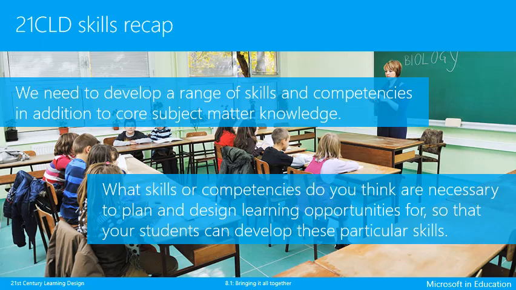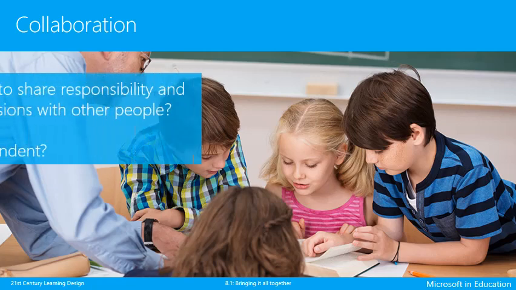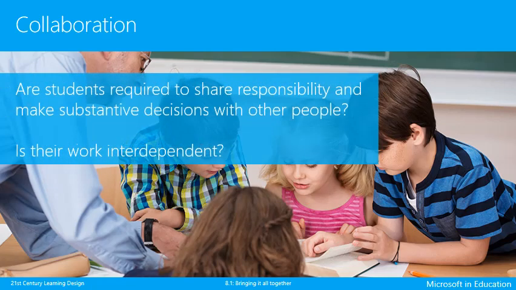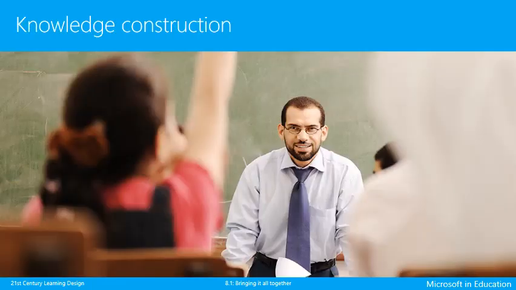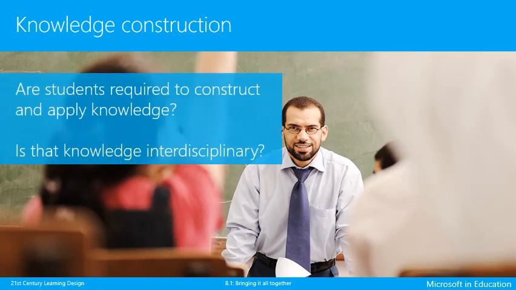As we recap briefly on what is involved in each dimension, think to yourself what skills you might focus on and why. To begin, when we consider collaboration, we ask ourselves, are students required to share responsibility and make substantive decisions with other people? Is their work interdependent? When we think of knowledge construction, we ask, are students required to construct and apply knowledge? And is that knowledge interdisciplinary?